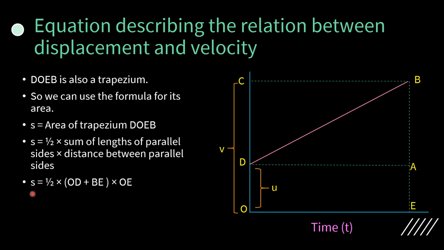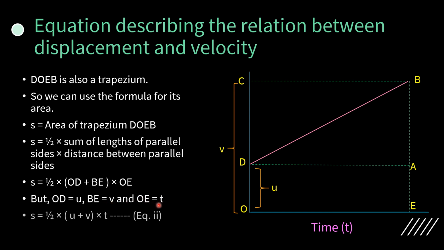So we will come to a formula. Displacement S is equal to half into OD plus BE. These two are the parallel sides, multiplied by OE, which is nothing but the distance between the parallel sides. So applying the value of OD, which is U, BE, which is V, and OE, which is T, we get an equation that is S equal to half into U plus V multiplied by T. So let us name this as equation number 2.